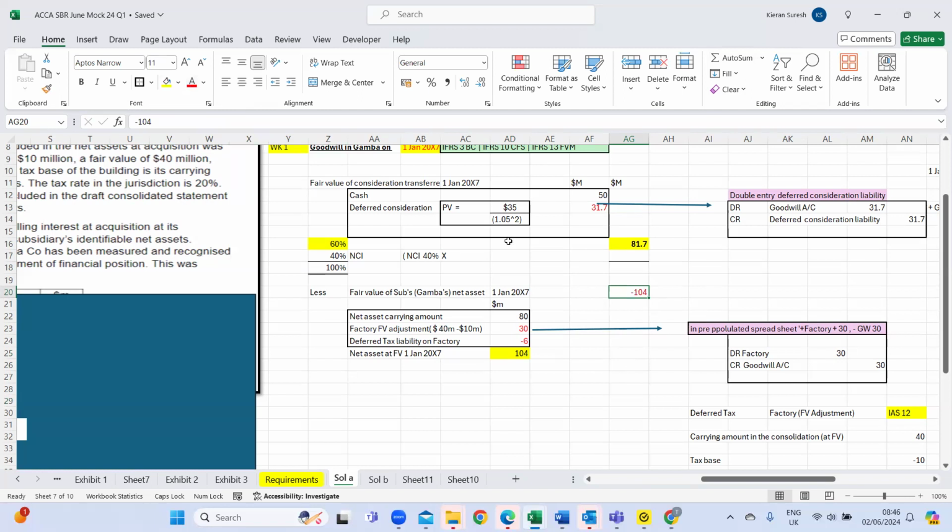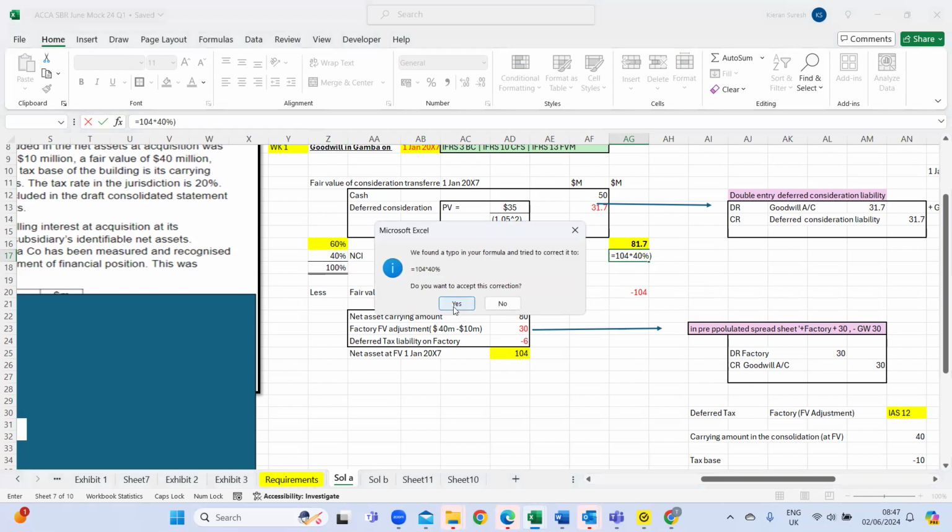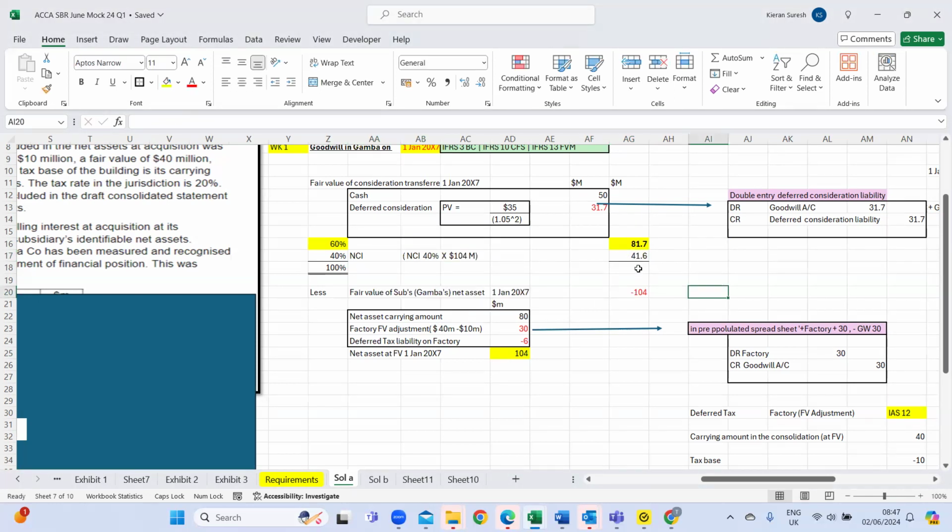Now think, can I complete the goodwill? No. Why? I haven't done the NCI working still. I couldn't do the NCI. Why? I did not have the net asset of the subsidiary. Now only I found the net asset, which was 104. Now I'm ready to find the NCI, which was the partial goodwill method, on this 104 million, right? On this 104 million is what this is calculated. So I just need to simply calculate this. So it's 104 times 40%, right? So this is 41.6.